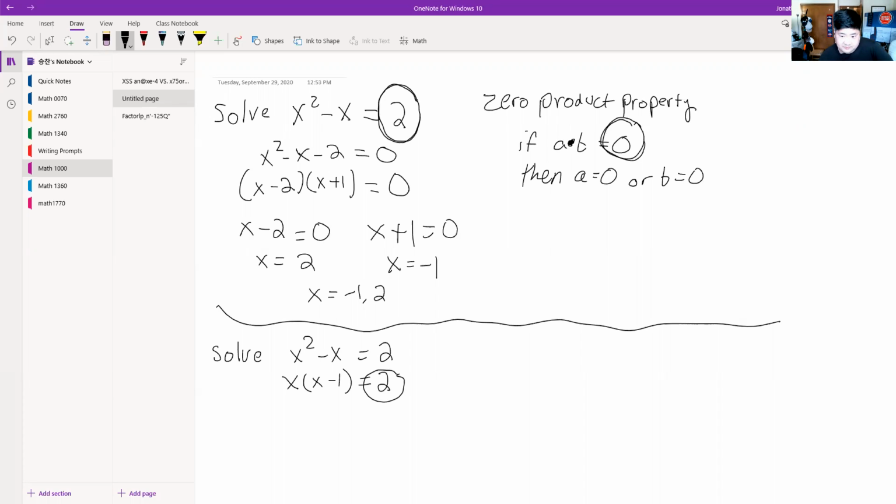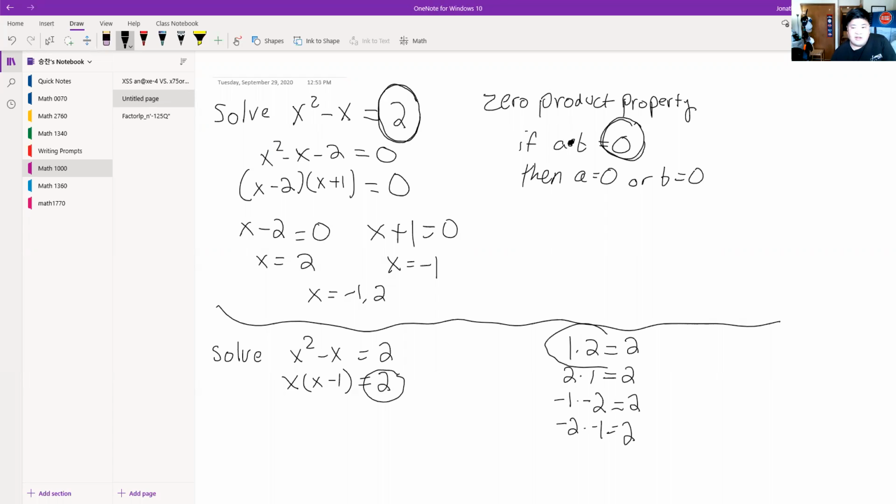So now I know that 1 times 2 is 2. I also know that 2 times 1 is 2, right? And I know that -1 times -2 is 2. And then I know that -2 times, let's see, -1 is 2. All right, so now let's go through all of these possibilities.